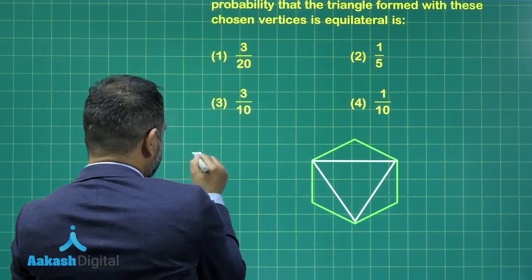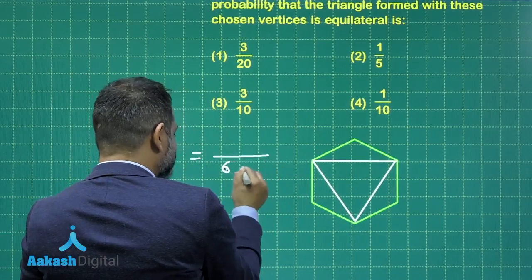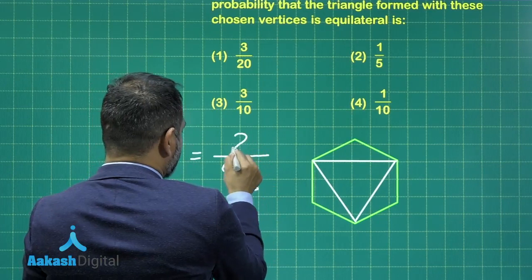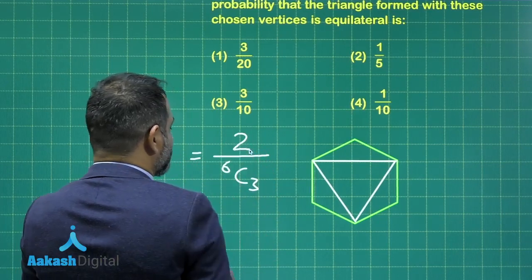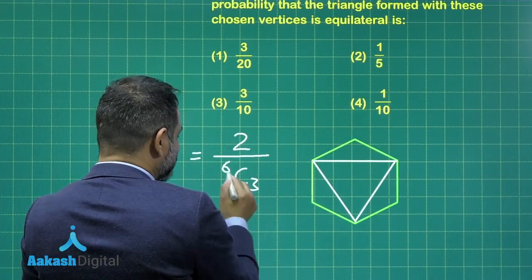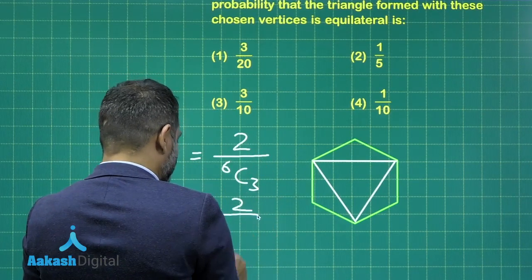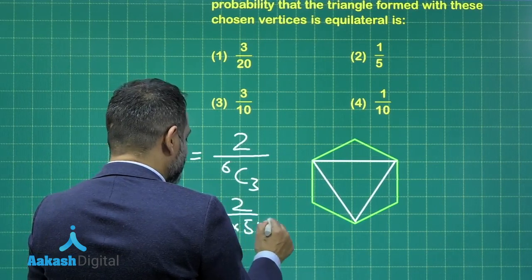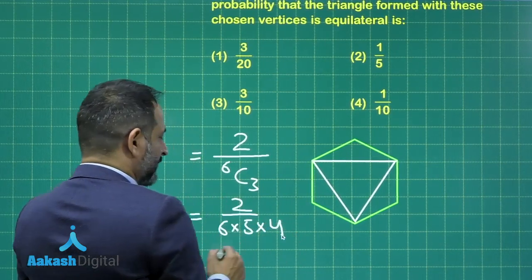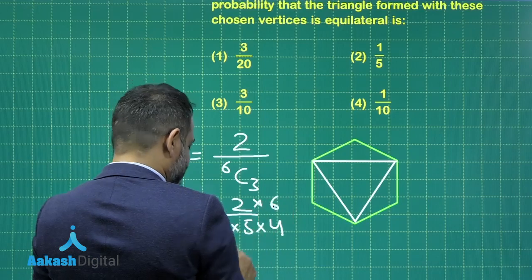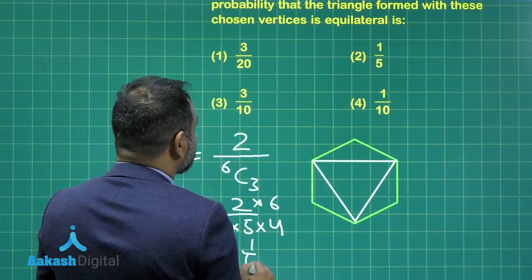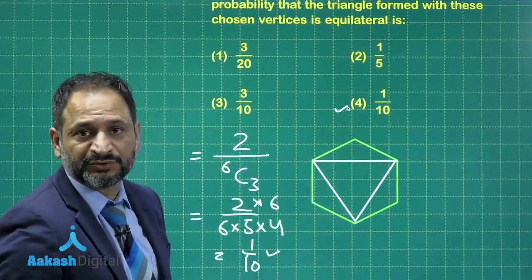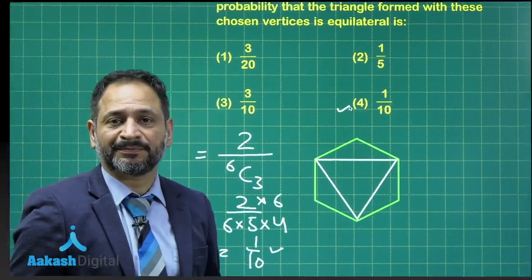The number of ways in which we can choose 3 vertices is 6C3 and there are only 2 equilateral triangles out of these. So the required probability is 2 by 6C3. 6C3 is 6 into 5 into 4 upon 6. So the probability is definitely 1 by 10. So the correct option is the fourth one. Let us see the next problem.